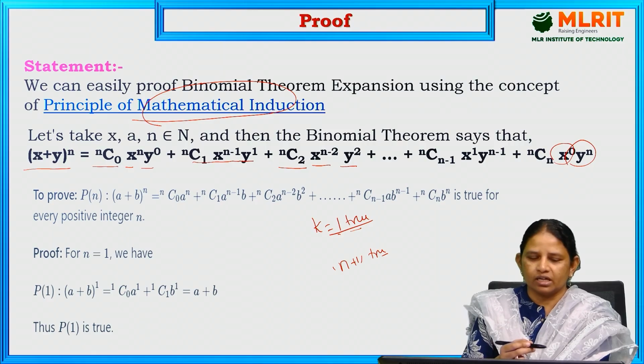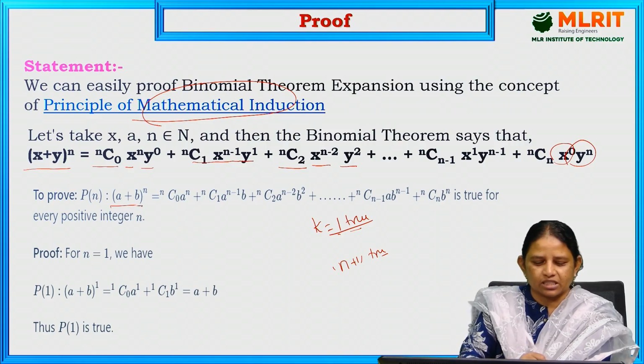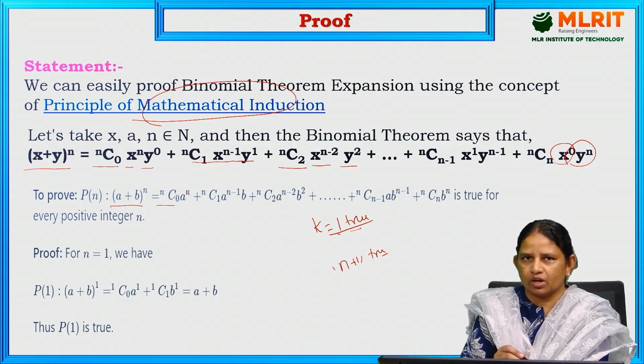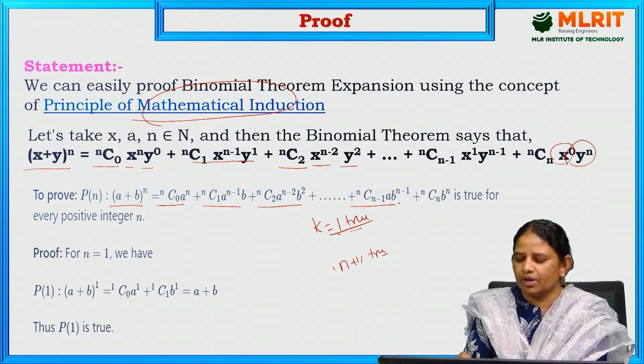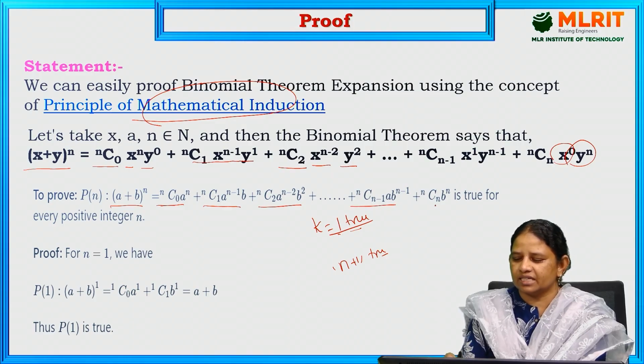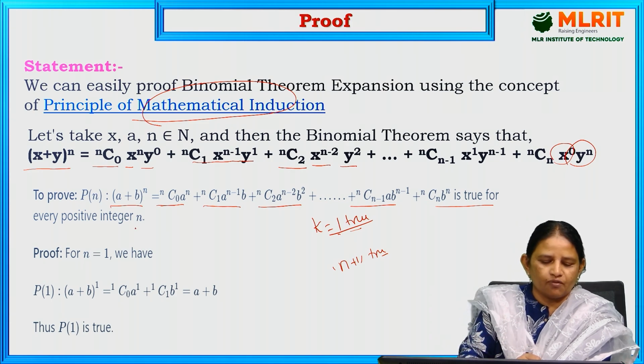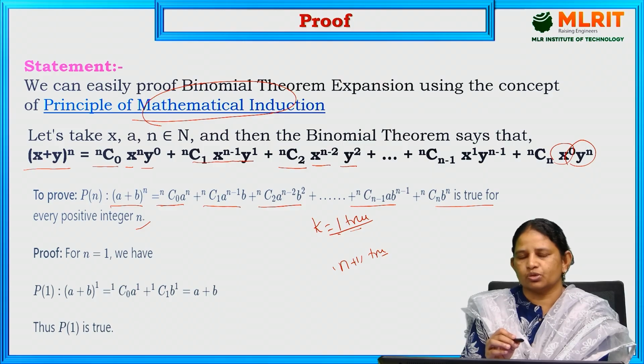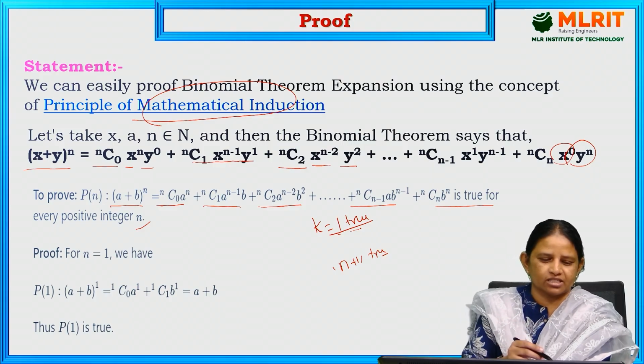How to prove that? We need to consider (a + b) to the power n. nC0 a^n b^0, whose value is 1 only, so we are not going to consider b to the power 0. Then nC1 a^(n-1) b, nC2 a^(n-2) b^2, and so on, up to nCn b^n, is true for every positive integer. So we need to prove that it is true for all positive integers. That is the proof we have to establish in the case of the binomial theorem.